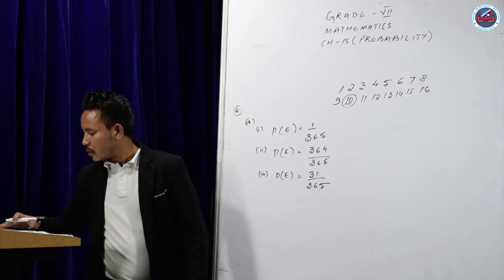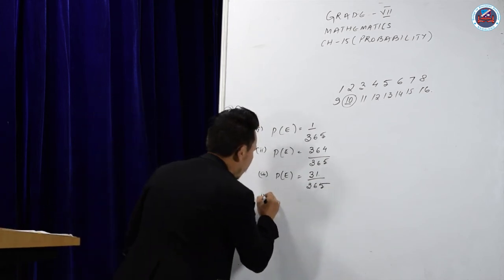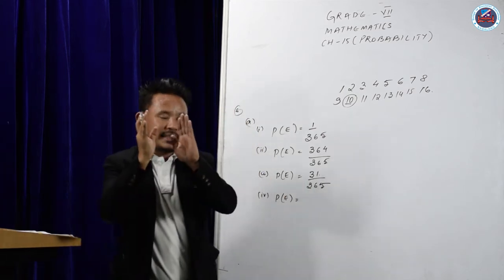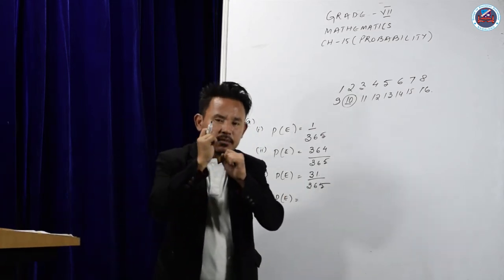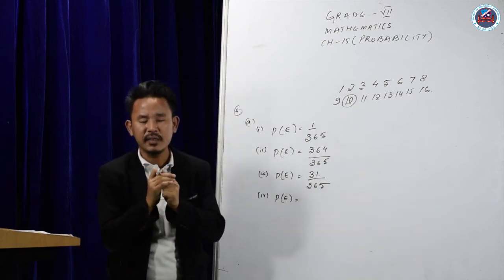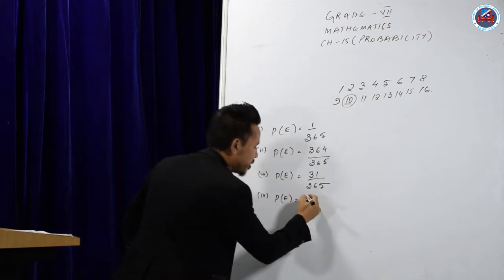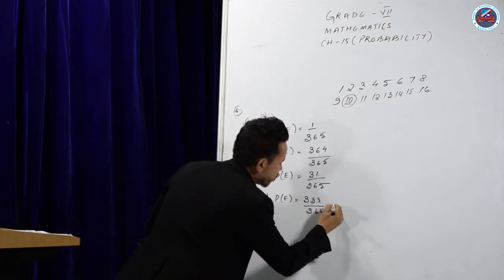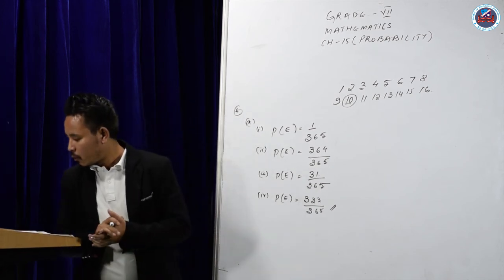Now, the next we have not in August. So, probability of the event that is not in August. That means out of 365, the number of favorable outcomes will be 365 minus 31, which gives us 334 upon 365. So, this is the solution for your number 6, A.